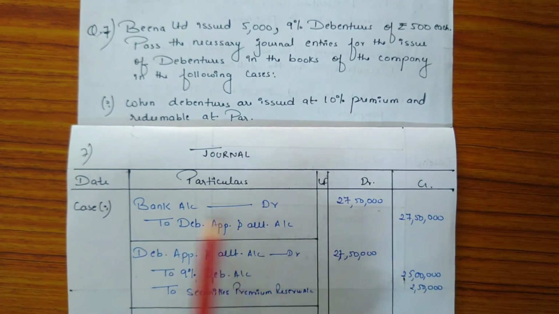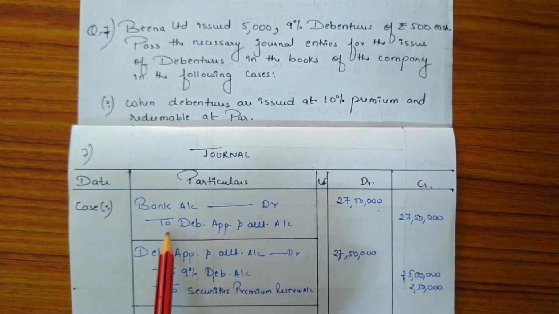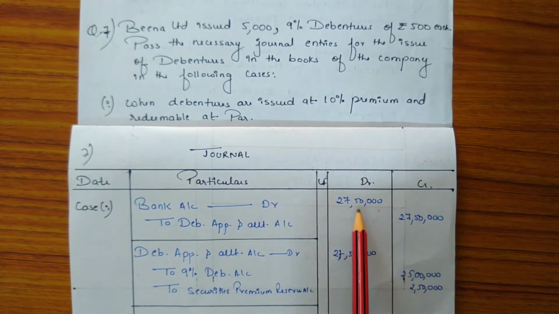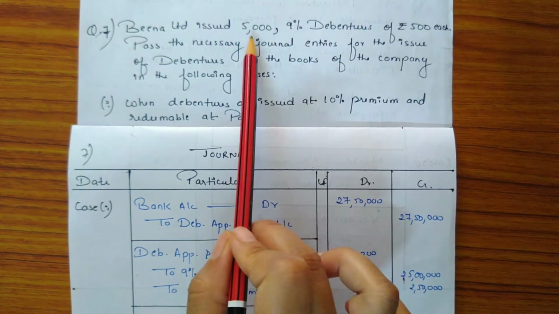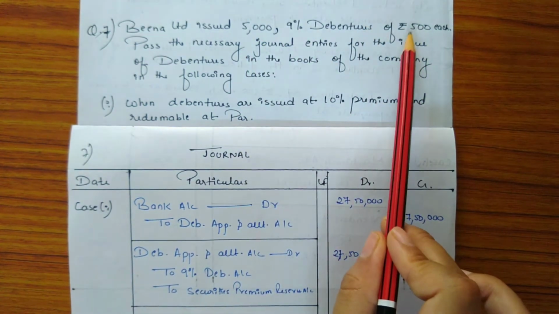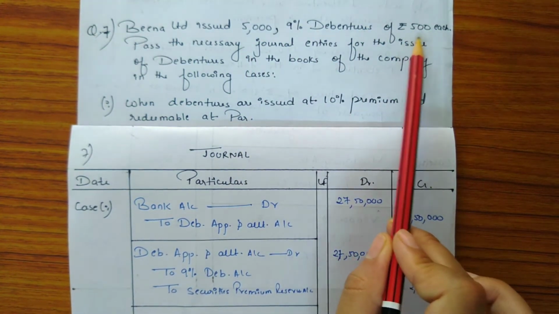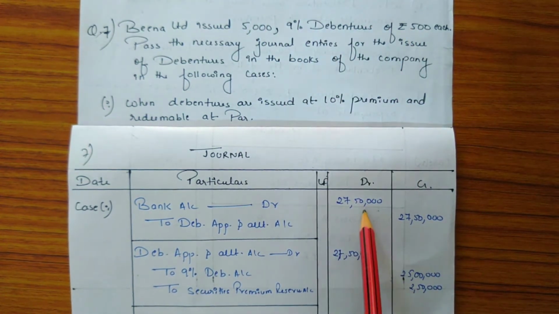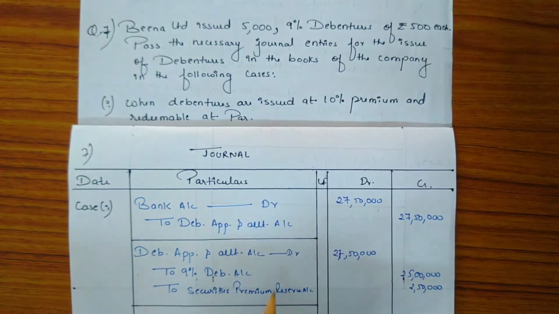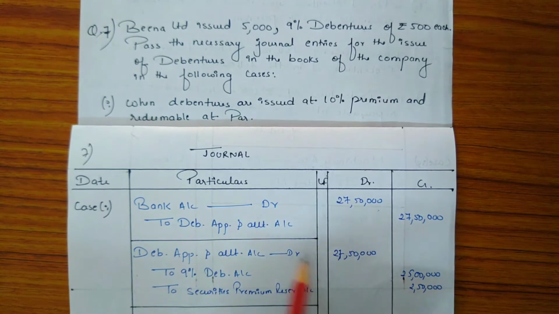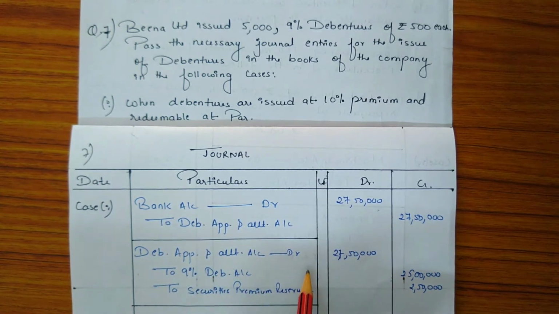Now the entry will be bank account debit to debentures application and allotment account, and the amount will be 27,50,000. 5,000 is the number of debentures issued and the issued price will be 500 plus 50, that is 550. So 5,000 into 550 will be 27,50,000. Next entry will be based on transferring the application and allotment amount to the debentures account.